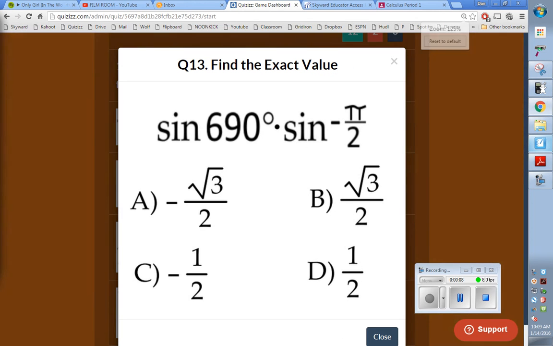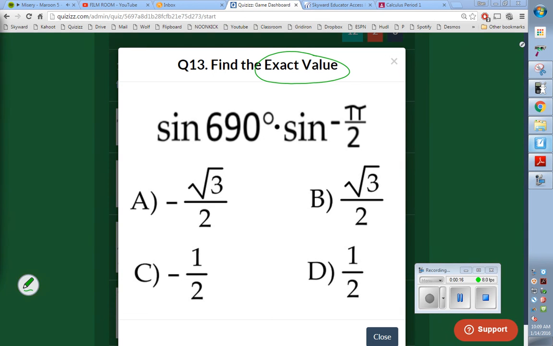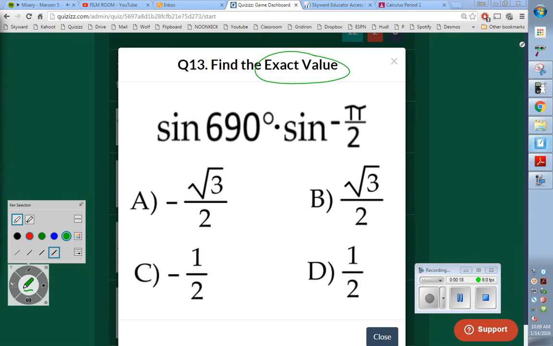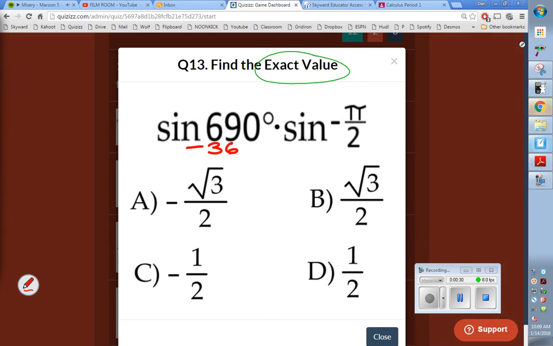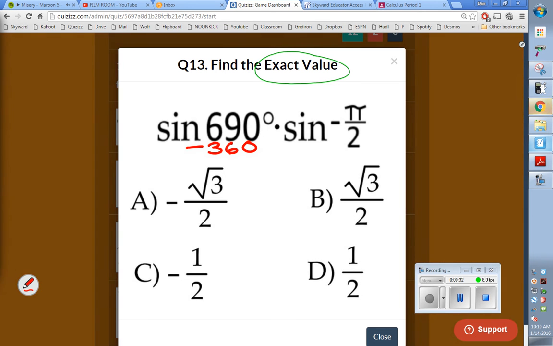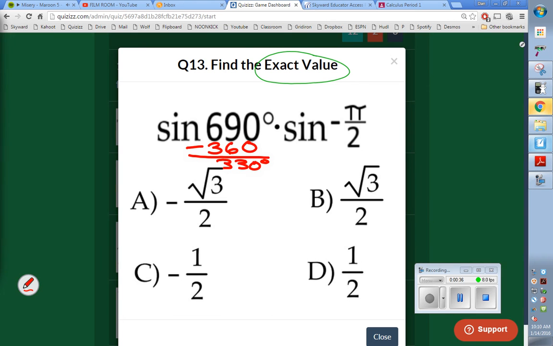All right, so looking at this one, find the exact value. Anytime we see find the exact value, we know we're going to use our unit circle. We're looking for sine of 690. If you went to your unit circle and looked for 690, is 690 going to be on your unit circle? No, it's too big. It's bigger than 360. So what do I want to do if it's bigger than 360? Subtract. The first thing I'm going to do is subtract 360. That's the same thing as saying 330 degrees.